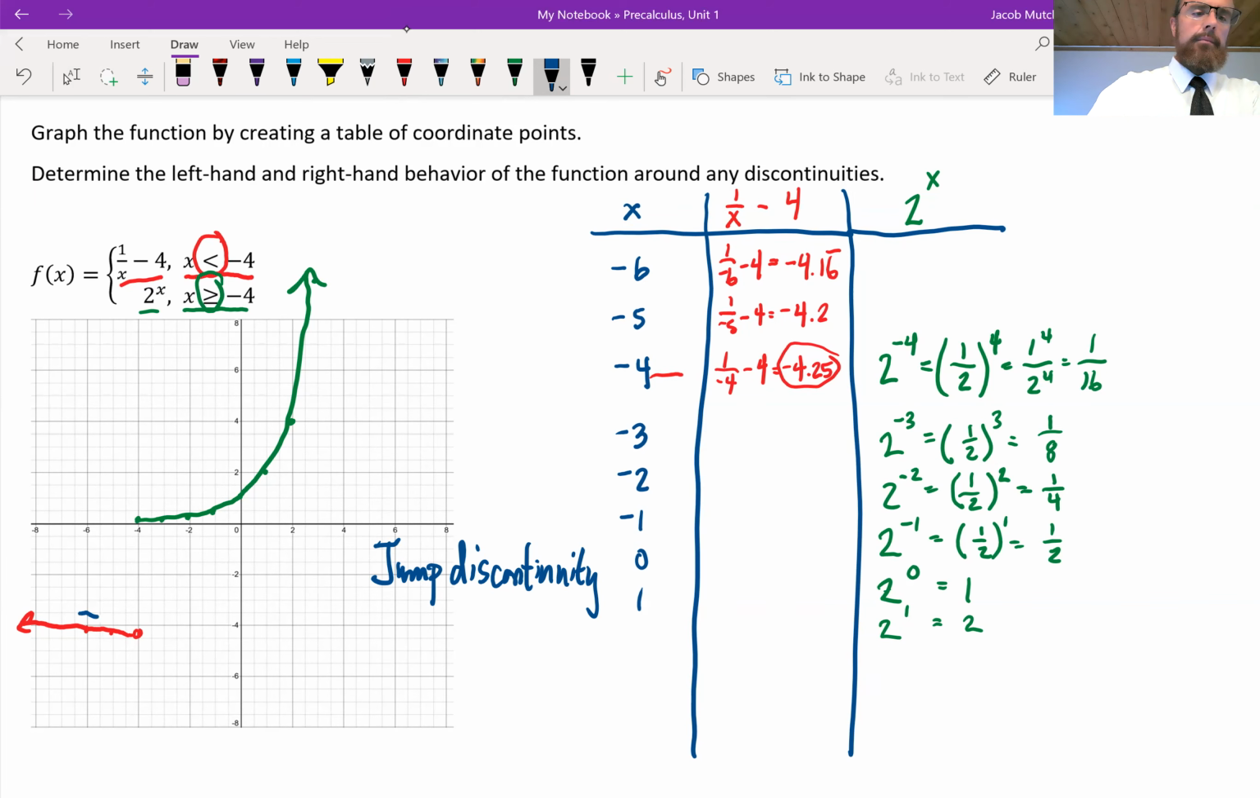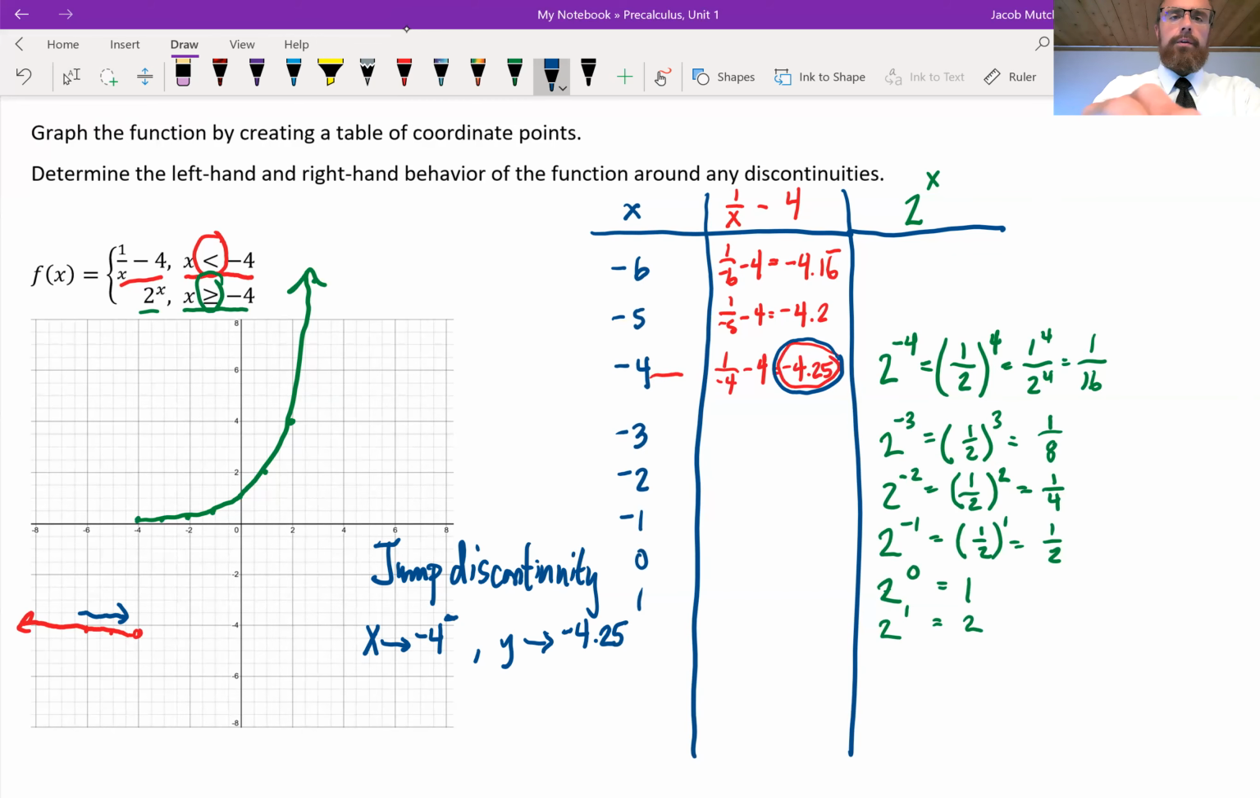So the way we're going to record the behavior, here's how we'll do the left-hand behavior. What we're saying is as I come from the left towards this value of negative 4, that's where the discontinuity is, what's happening to the y value? So as x approaches negative 4, and the way we say we're coming from the left is by putting this negative 1 up in the power. Really, it's not even a 1, it's just the negative symbol. So as x approaches negative 4 from the left, y approaches that number we had circled here. That y value is not on the graph, but y gets very close to negative 4.25.